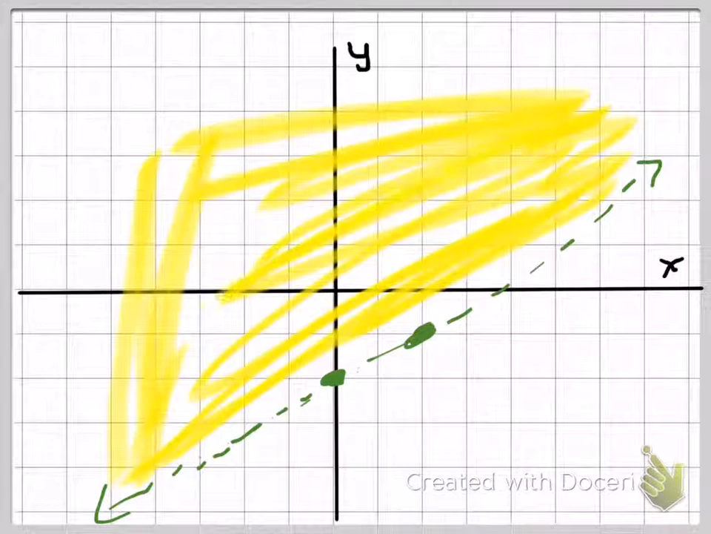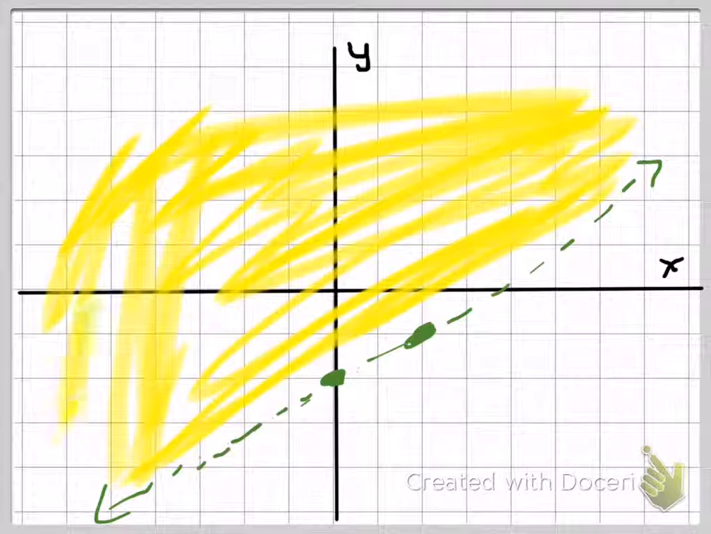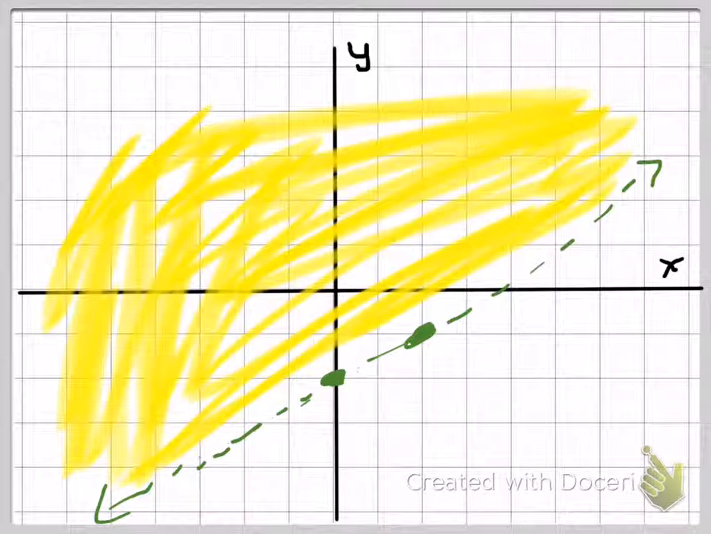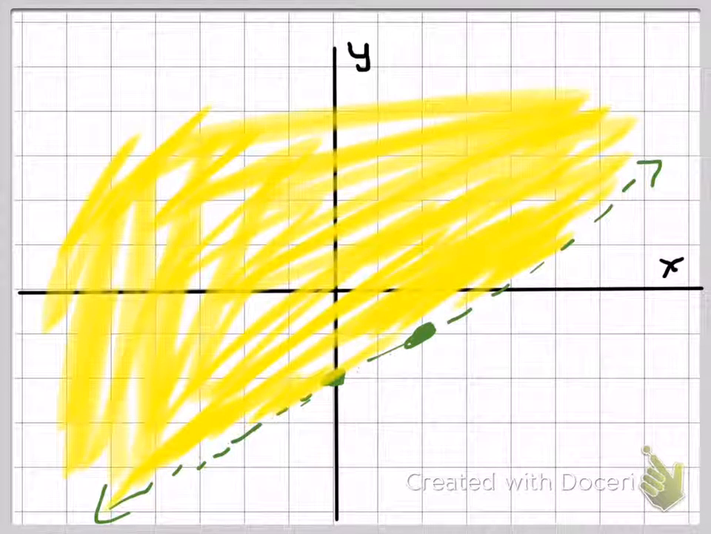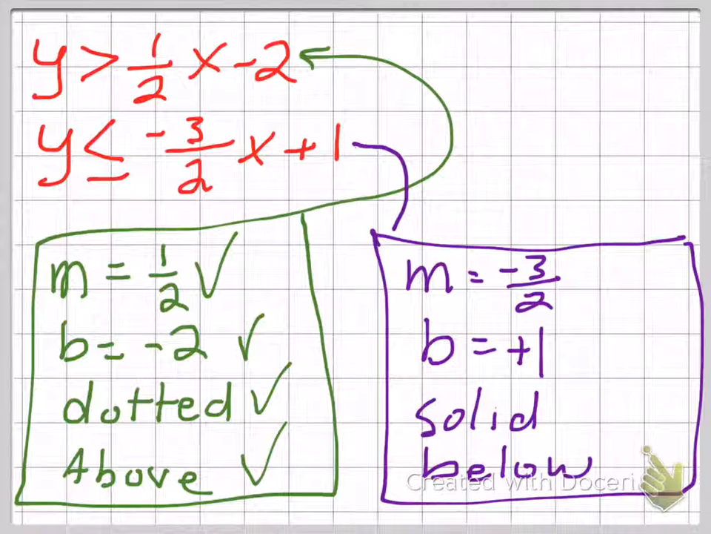When you draw this up, you really don't want to make it that dark. You want to just lightly go over it. Remember, we have a dotted line, so that means nothing can be on the line, it's not equal to. Let's go to the other inequality here.